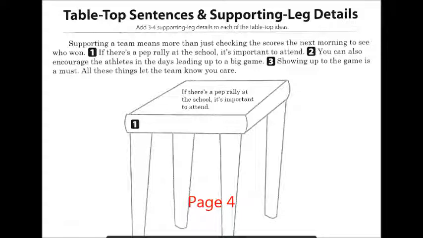If there's a pep rally at this school, it's important to attend. You can also encourage the athletes in the days leading up to a big game. Showing up to the game is a must. All these things let the team know you care. That is very, very generic. If you continue watching, you will see how I have added details to help support the first topic sentence.